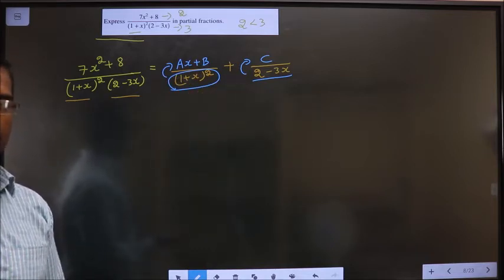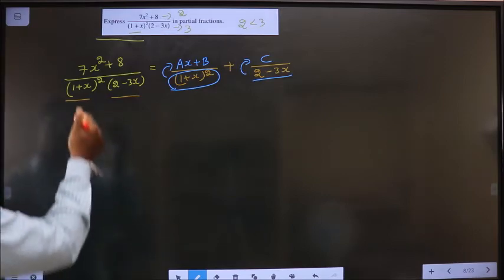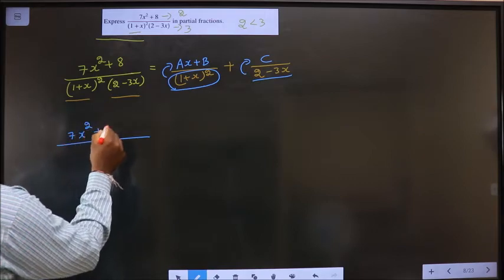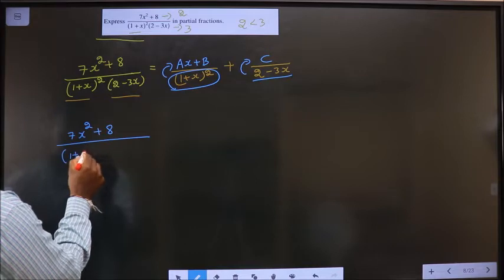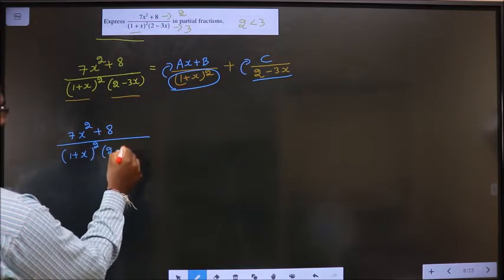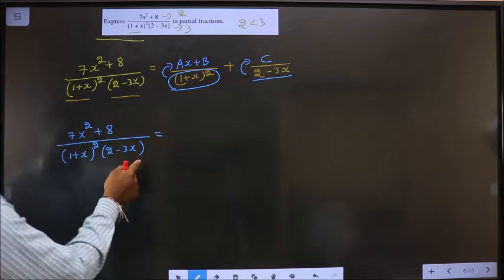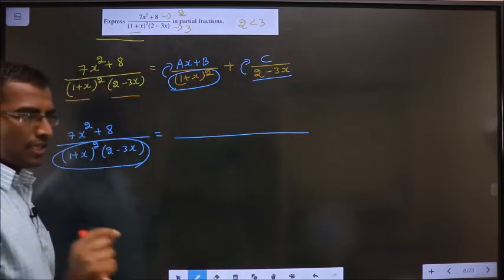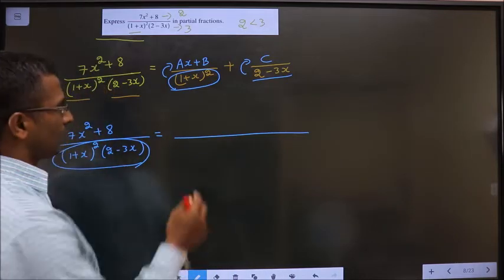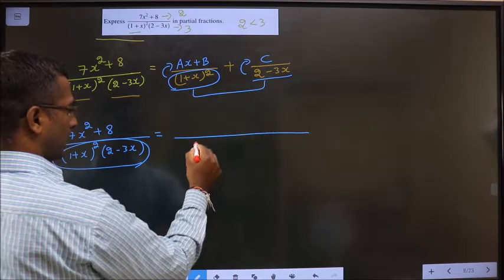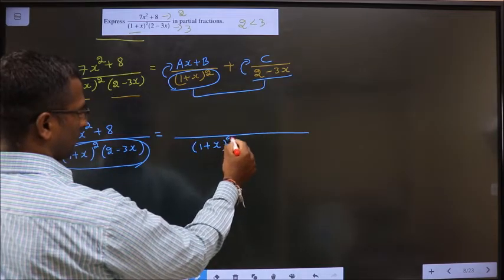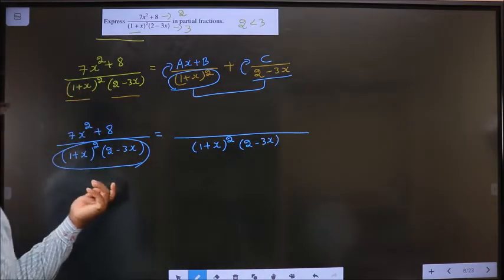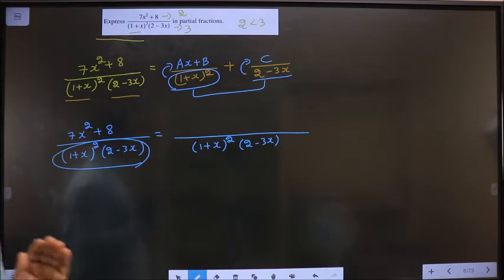Now how do I find the values for a, b and c? See here. On this side it is 7x square plus 8 by 1 plus x whole square times 2 minus 3x. Whatever denominator you have on this side, on the other side also you should have the same denominator. Even if you take the LCM of these two, still you will get the same thing. But many go wrong in taking LCM, so what I say is, whatever denominator on this side, the other side also should be the same denominator. Next.